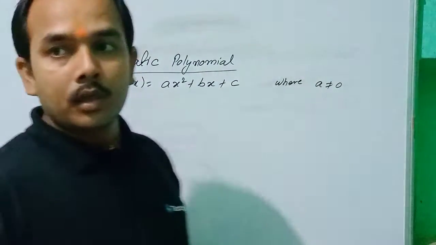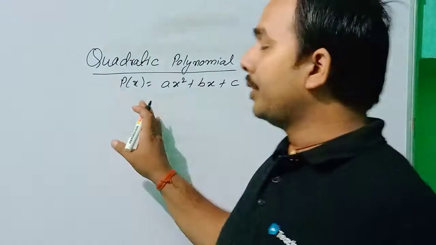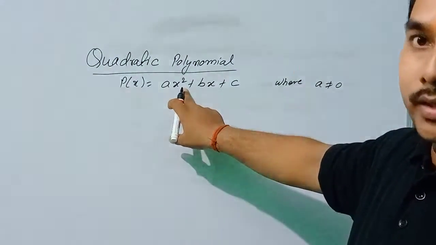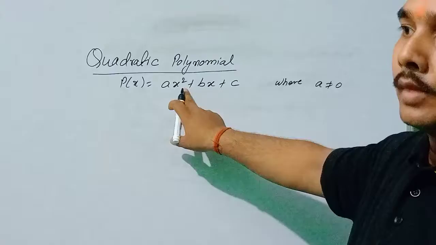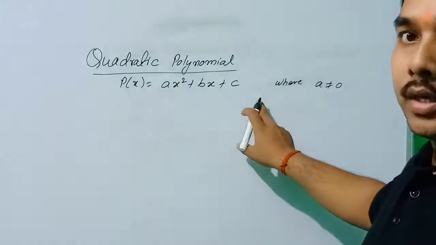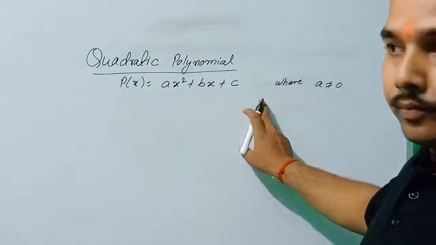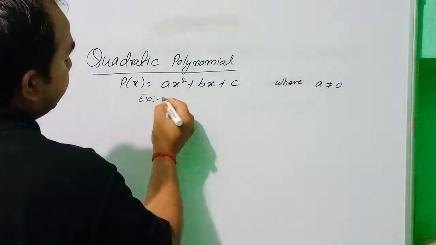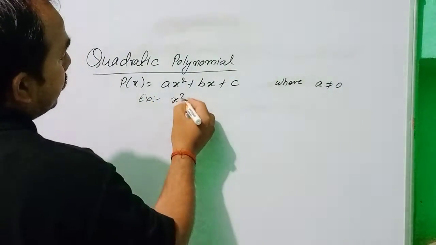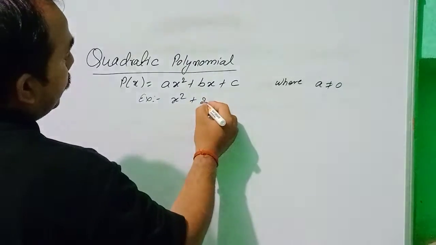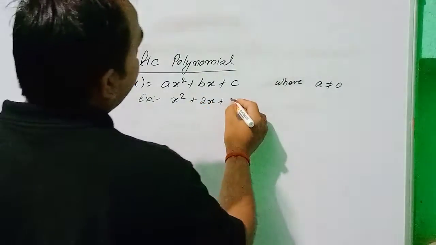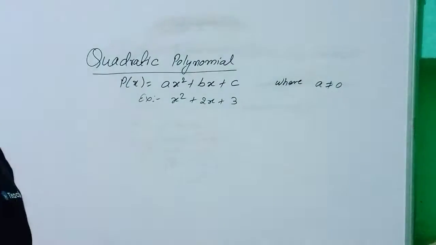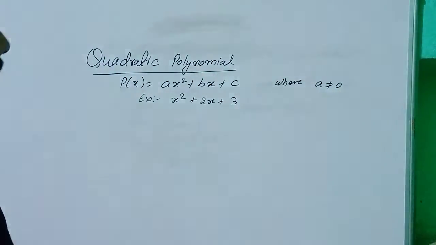Why we are saying this is the quadratic polynomial? Because the degree of x here 2, highest degree is 2 given, so it is quadratic polynomial. Any problem? Suppose examples we will write x square plus 2x plus 3. So this is your quadratic polynomial. Any problem? No, sir.